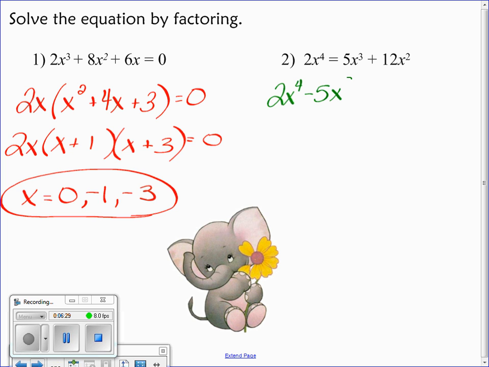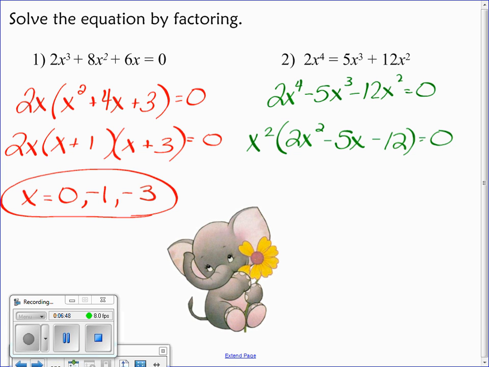So minus 5x cubed minus 12x squared. Right, we got to do the opposite when we move them to the other side. GCF? Good. Take out an x squared. So we have 2x squared minus 5x minus 12. Is this one going to be as easy to factor as the last one? No, we got a little more extra stuff going on here.